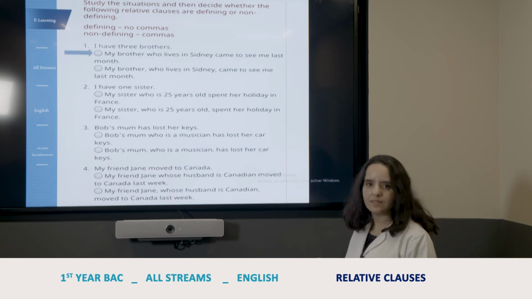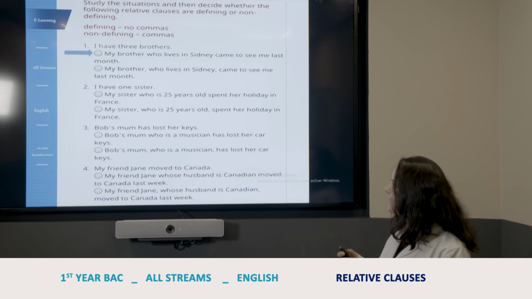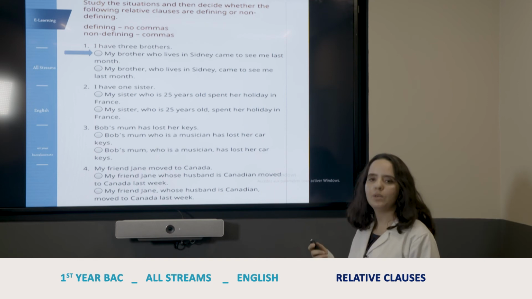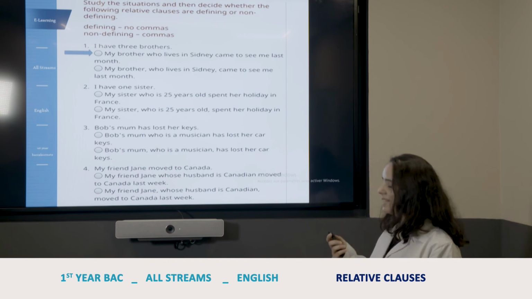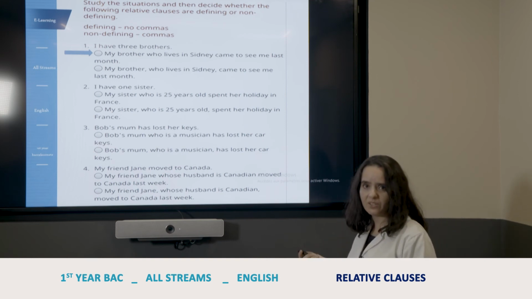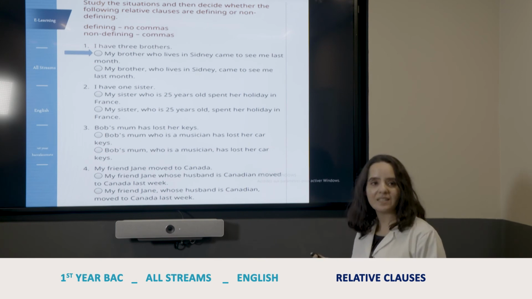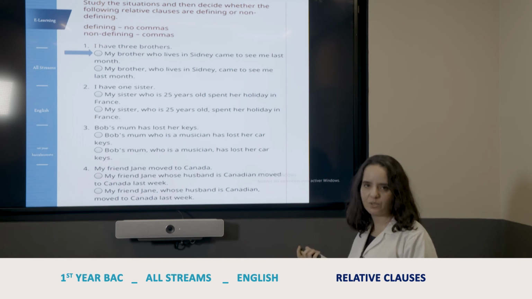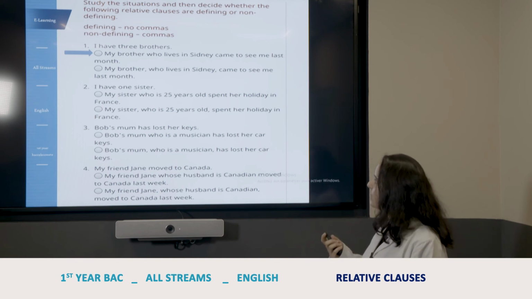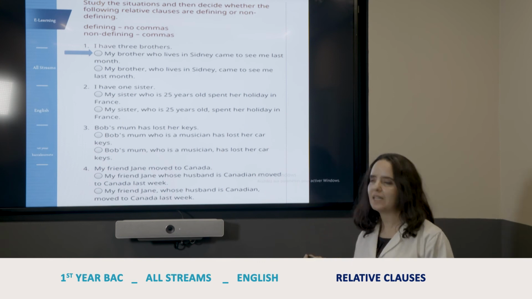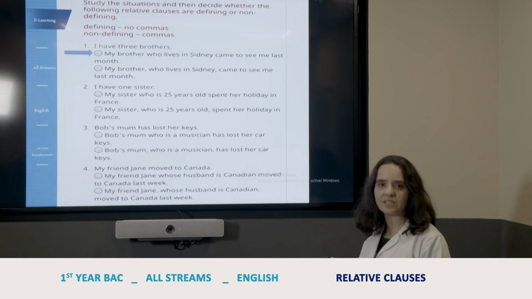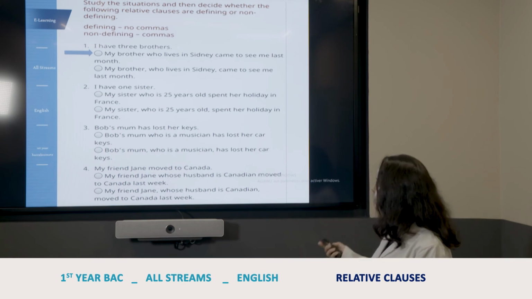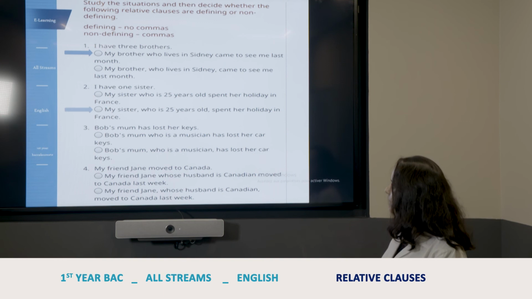I have 1 sister. The sentence is, my sister who is 25 years old spent her holiday in France. Who is 25 years old is a relative clause. Is it a defining or non-defining? Since I have just 1 sister, this information is just additional to the main clause. If I omit who is 25 years old and I just say my sister spent her holiday in France, you still know which sister I'm talking about since I have just 1. So the right answer is the second one.